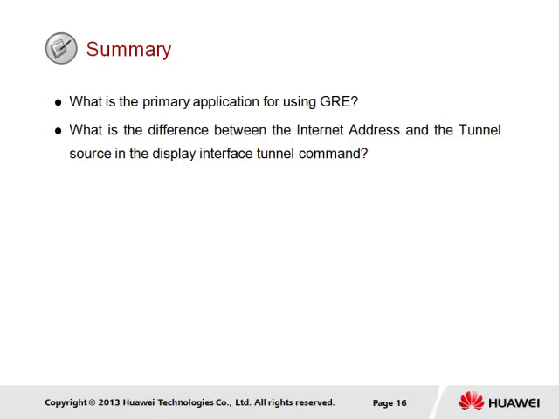This allows a secure private tunnel over the public network to be formed, to establish dynamic routing between disparate enterprise networks. What is the difference between the internet address and the tunnel source in the display interface tunnel command? Well, we can understand the internet address to be the virtual tunnel network address on which GRE is established, whereas the tunnel source defines the point at which the tunnel is established and the destination as where it terminates.